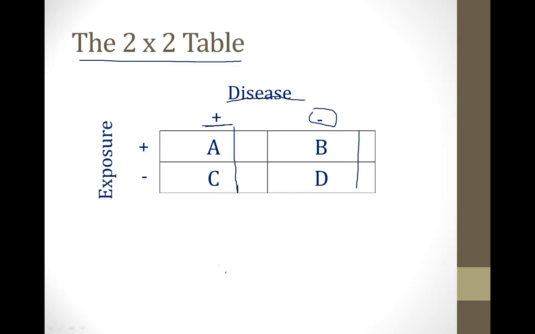And then on the side, we write exposure. So this might be exposure to smoking, for example. Patients who are exposed to smoking are written in the top row, and patients who are not exposed are written in the bottom row. So let me clear the screen here and give you an example of how you use this table.